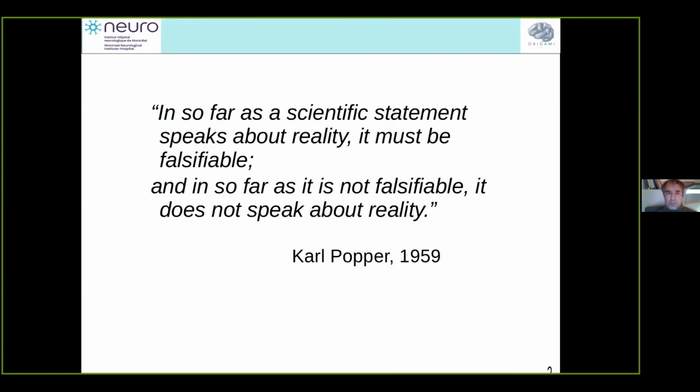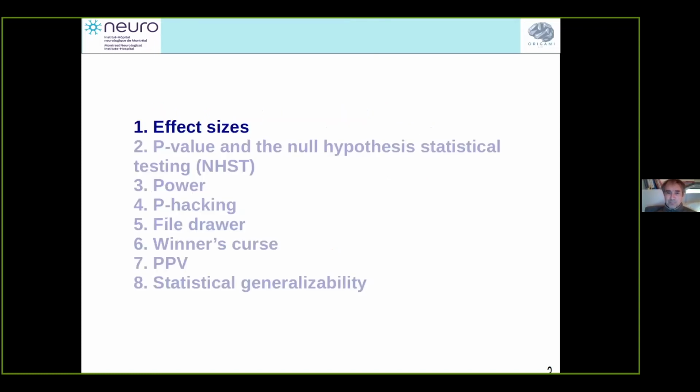I'd like to start with a quote from Karl Popper, a very famous epistemologist. It basically says that insofar as a scientific statement speaks about reality, it must be falsifiable. And insofar as it is not falsifiable, it does not speak about reality. So I would like everyone to reconsider what kind of statements are being made and what kind of statistics are being done to possibly refute those statements.